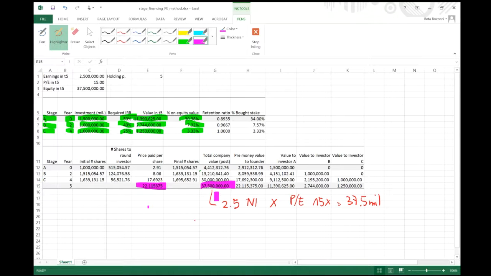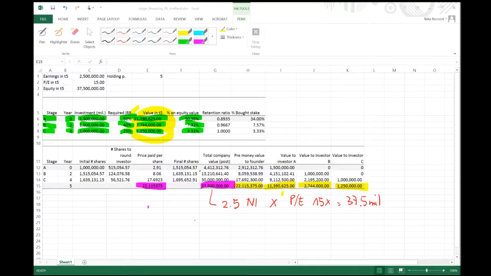And if we take the overall number of shares for a value of 22.11, you can immediately spot the values that correspond exactly to our original valuations. We know that the pre-money value to the founder is about 22 million. The value to investor A is 11.39. Do you remember? 11.39 is this number. 2.744 million. This was this number. And 1.225 million. That was our original number in year number 3.